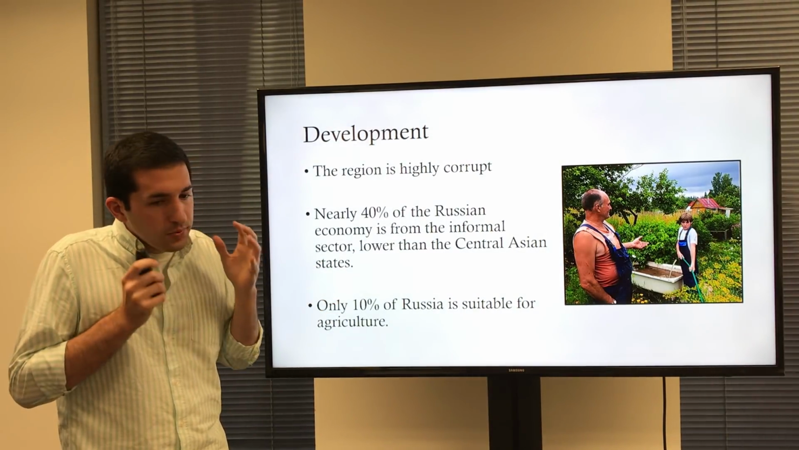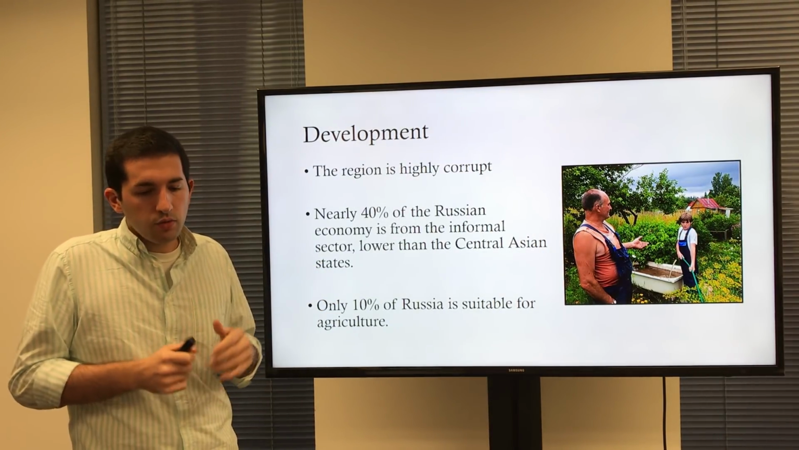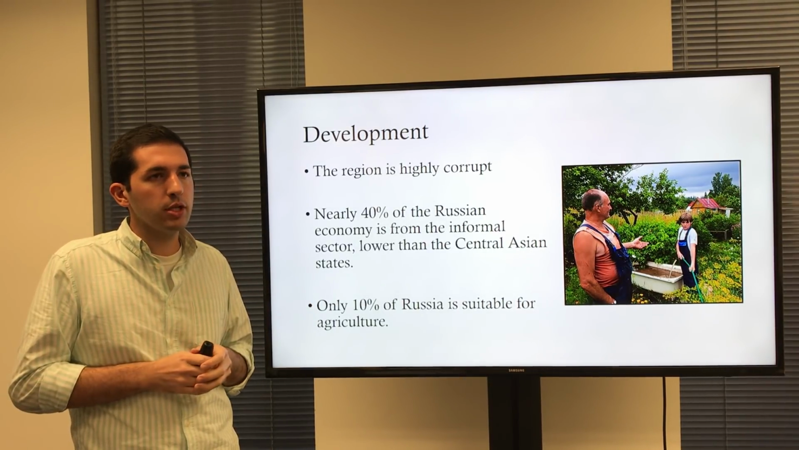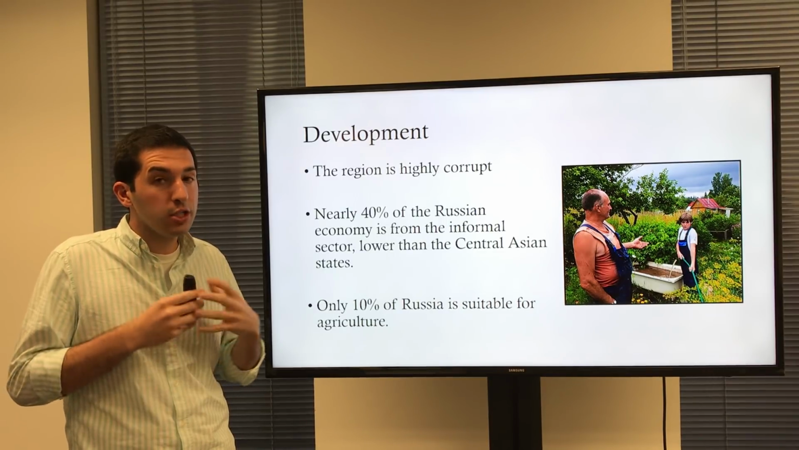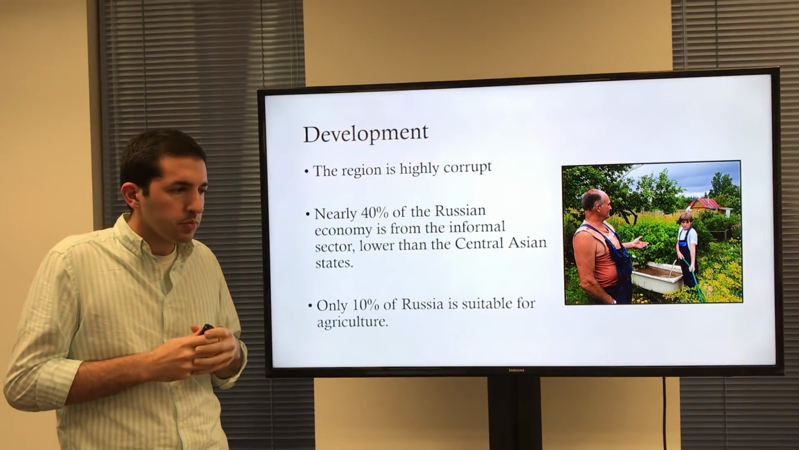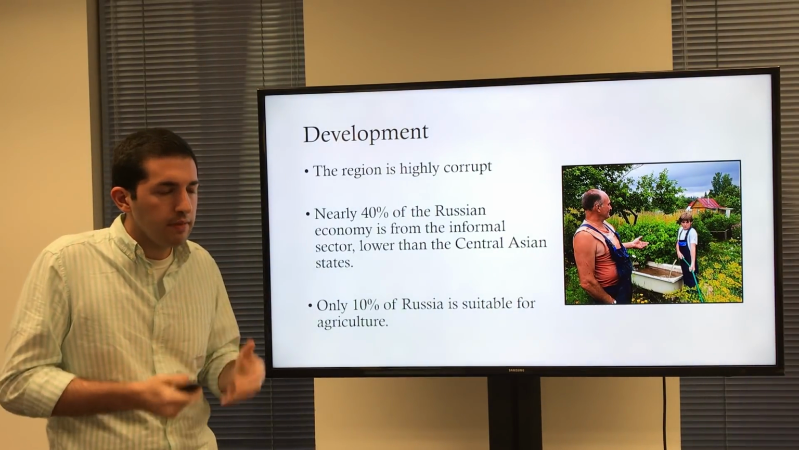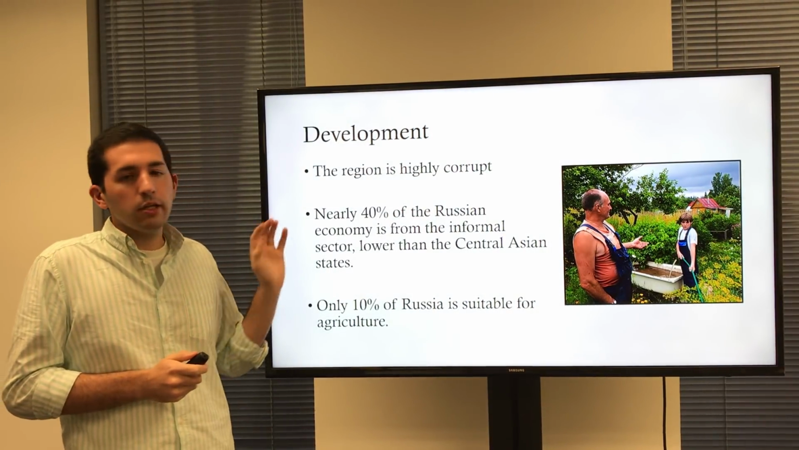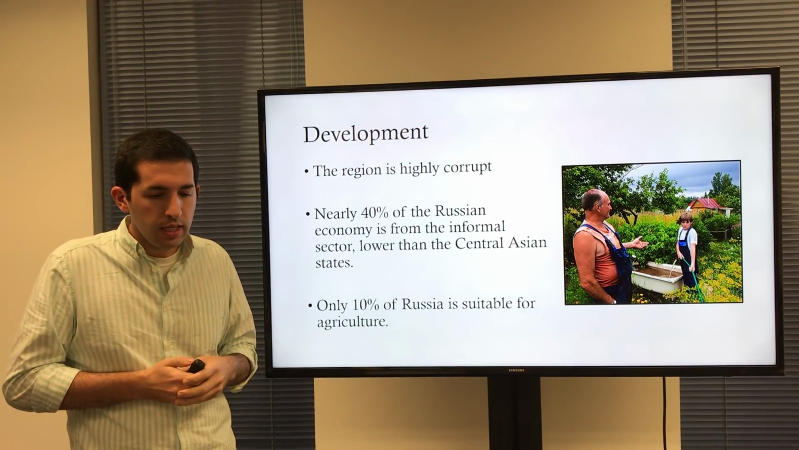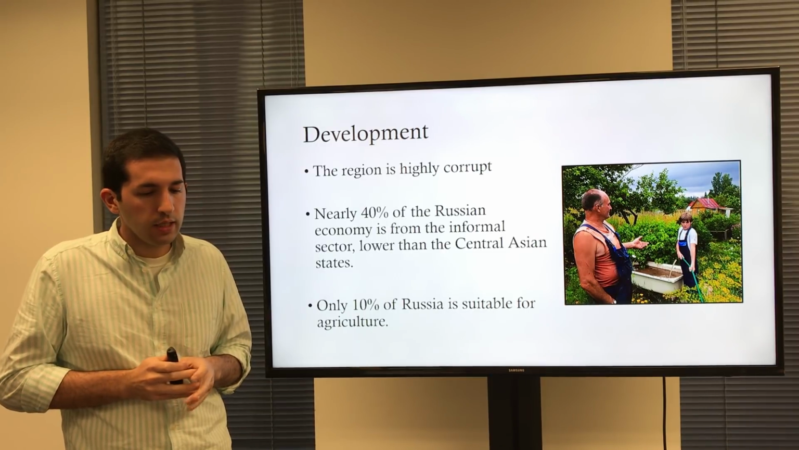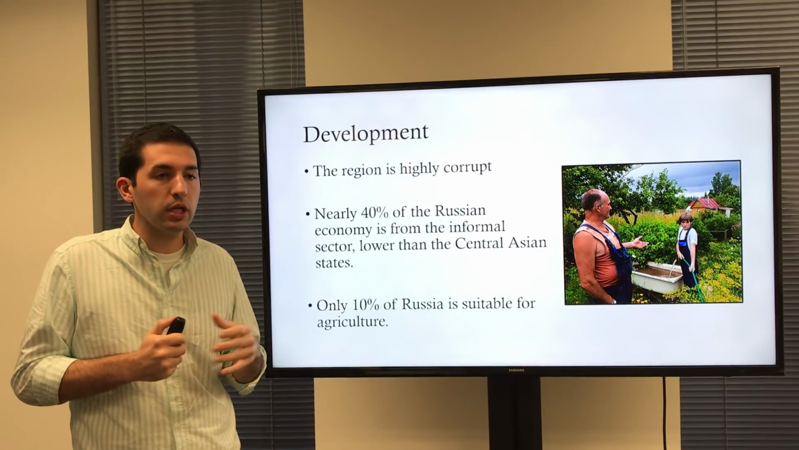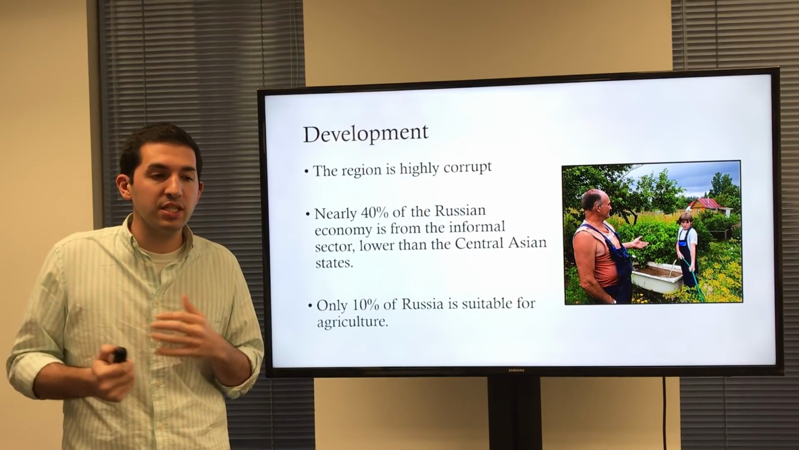Now, development in this region varies, of course. The region as a whole is very corrupt. Institutionalized corruption takes place not just in Russia, but in the Central Asian states particularly, even into the Caucasus region. Nearly 40% of the Russian economy is in the informal sector, and that's even lower than what it is in the Central Asian states, where the informal economy may be upwards of 50 to 60% by estimates.